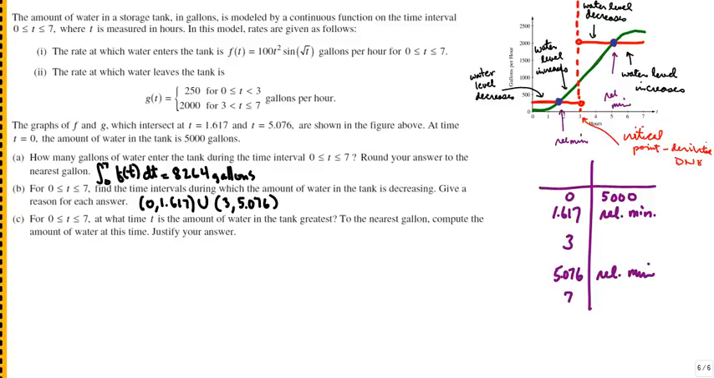Okay, in this video we want to talk about how we can calculate the amount of water in the tank at time t equals 3. So we have our function f of t, the rate at which water is entering, and g of t, the rate at which water is leaving. So we really have f of t minus g of t.